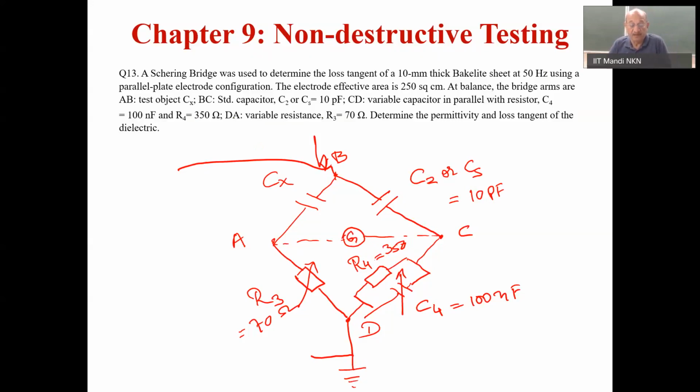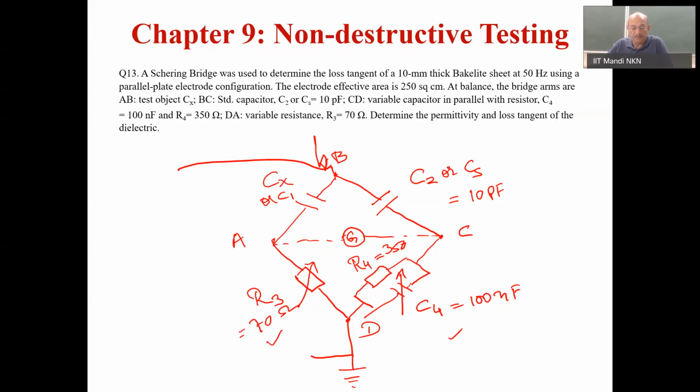Okay, so this is the Schering bridge scenario. This you can say is CX or C1, this is C2, this is R4 branch, this is R3 branch, and this is the fourth one. Then you can proceed to determine the permittivity and loss tangent of the dielectric. At the null position, the permittivity and the loss tangent are determined. We have derived it in the lectures, and you should have it in your notes, or refer to the book and attempt the question.